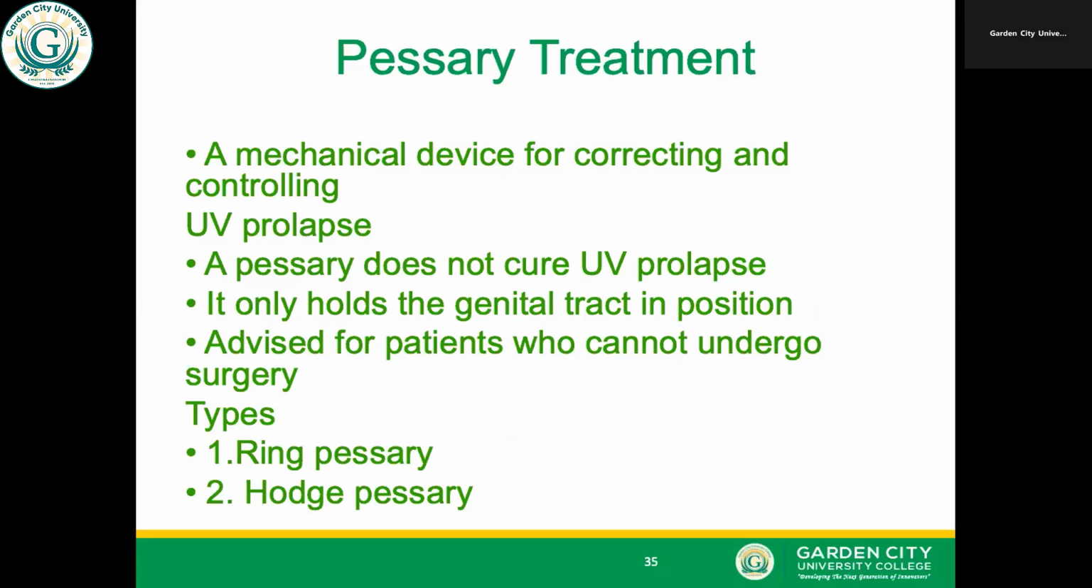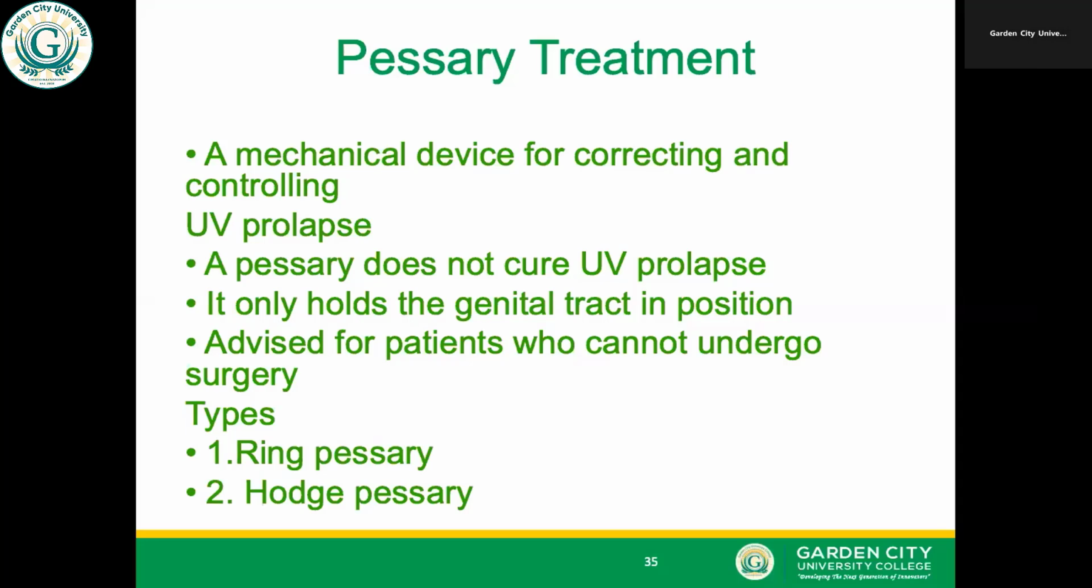So we come to the treatment. The pessary treatment is a mechanical device for correcting and controlling uterine prolapse. It is a pessary, as the name implies, that is inserted into the vagina so that it will help the uterus to go back. But the pessary does not cure the uterine prolapse. It only holds the genital tract in position. You should know that, so that where it has reached, it wouldn't go down.